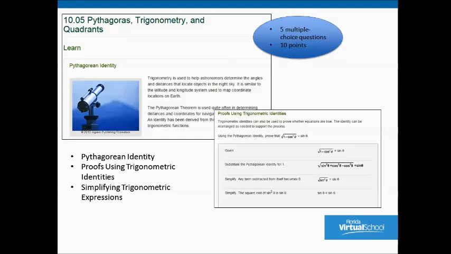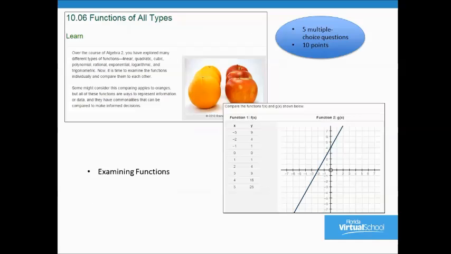10.05, we're dealing with Pythagoras, trigonometry, and quadrants. This is where they get into the trig identities. They learn about the Pythagorean identity, proofs using trigonometric identities, and simplifying trigonometric expressions. This assessment is 5 multiple choice questions worth 10 points.